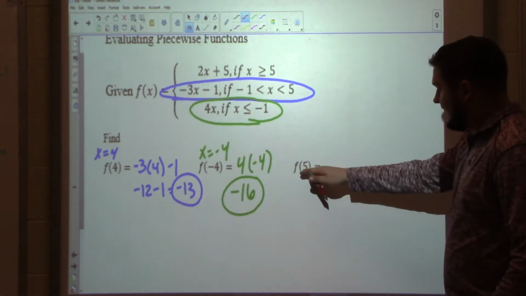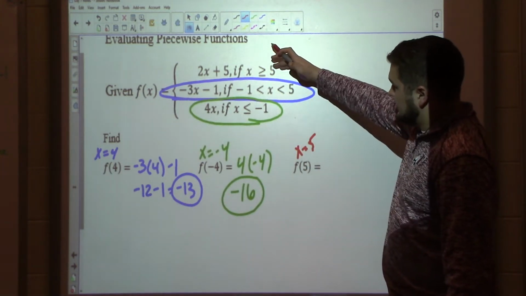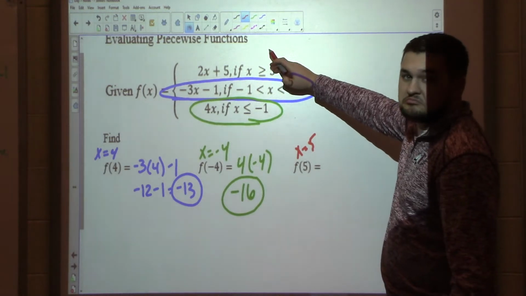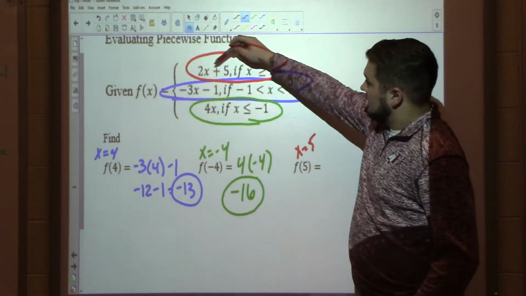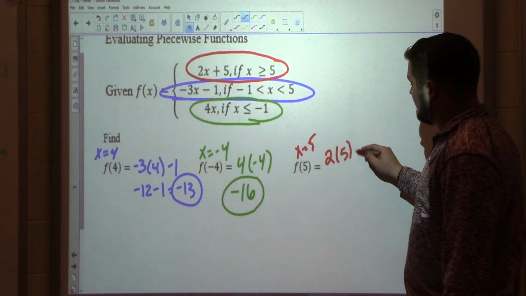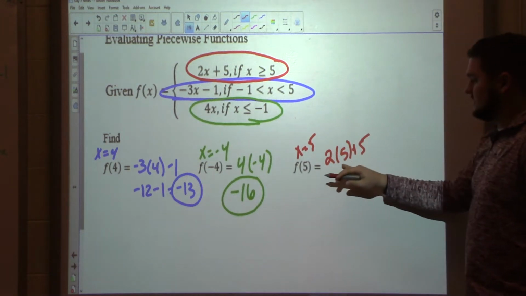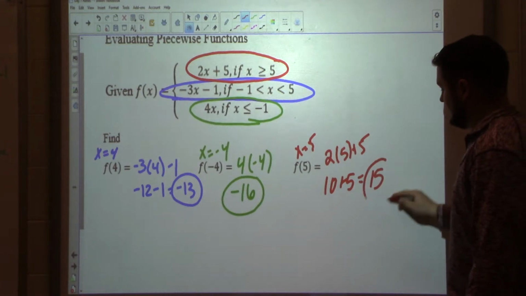Alright, now our last one, f of 5. So x equals 5. Is that greater than or equal to 5? Yeah, it's equal to 5, so I'm using my top function, 2x plus 5. Plug that in: 2 times 5 plus 5. 2 times 5 is 10, plus 5 is 15.